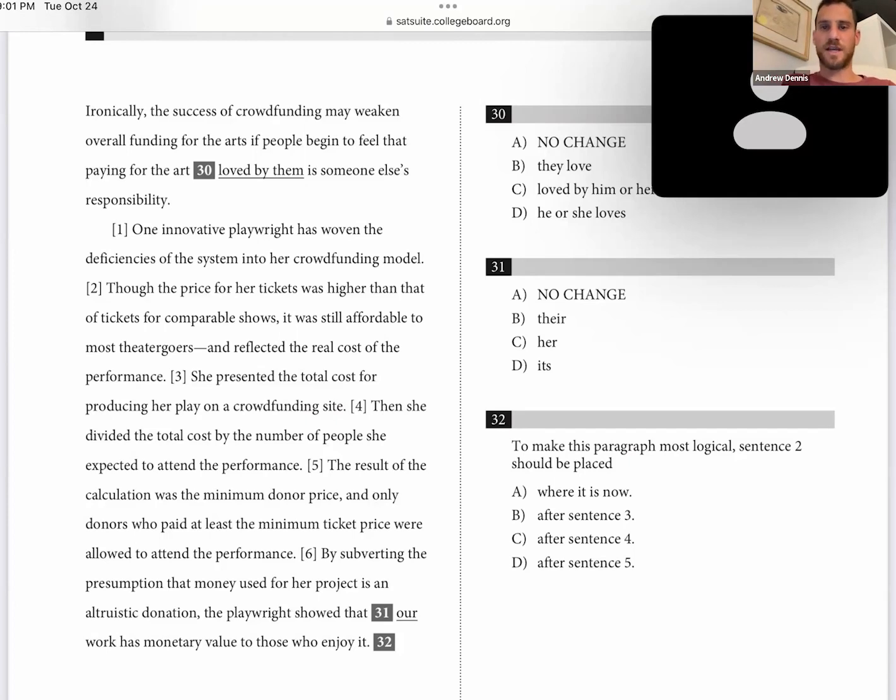Well, what is sentence 2 even saying? Though the price for tickets was higher than the tickets of comparable shows, it was still affordable to most theater goers and reflected the real cost of the performance. And then sentence 6, by subverting the presumption that money used for a project is an altruistic donation, she showed her work has monetary value to those who enjoy it. So to be most logical, sentence 2, which says, though the price for her tickets was higher than the tickets of comparable shows, it was still affordable to most theater goers and reflected the real cost of performance.